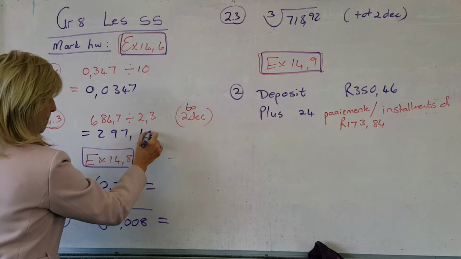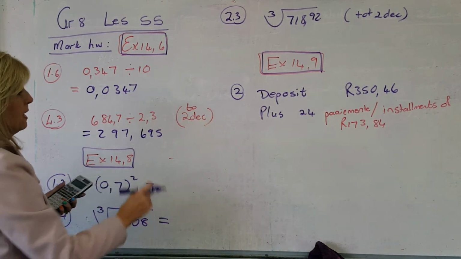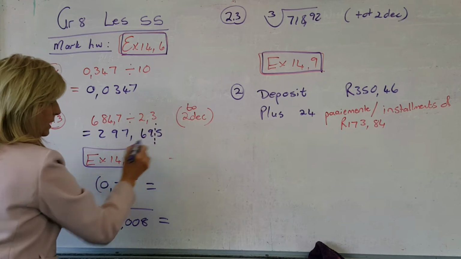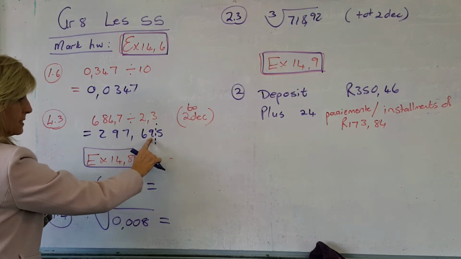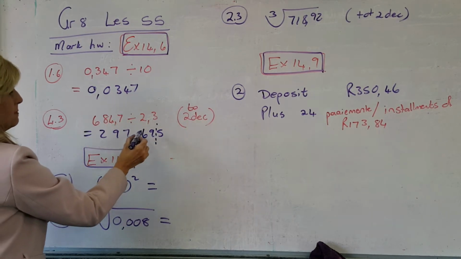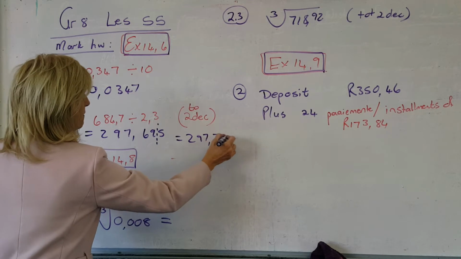297,695. So if the question says to 2 decimals, dan moet ek mos nou hier gaan afrond. How do I round that off? The 5 makes the 9 a 0, but then it becomes 7,0. So your answer is 297,7.